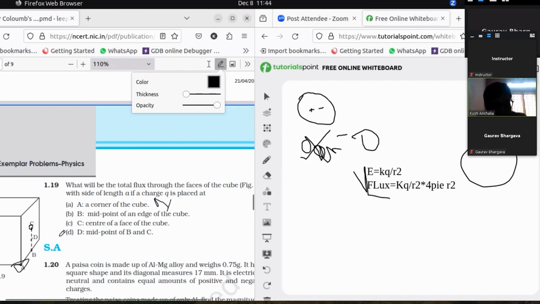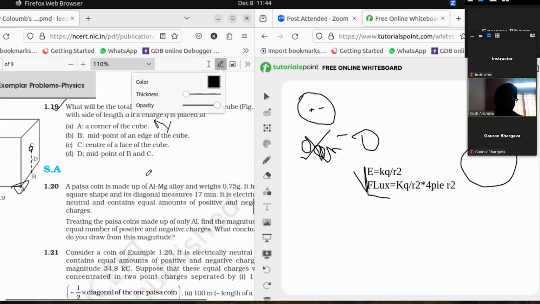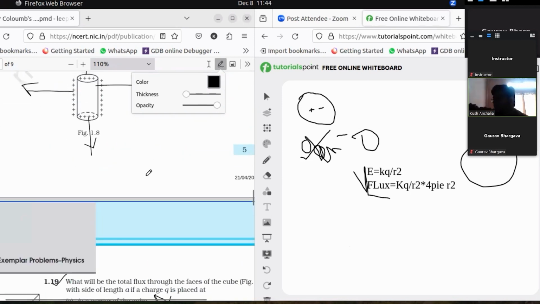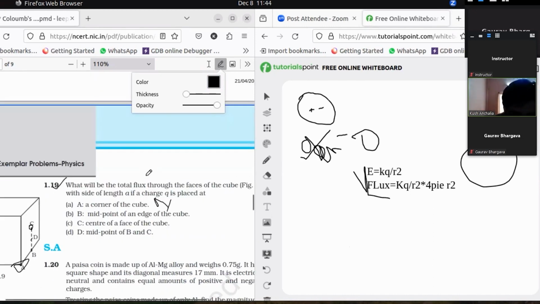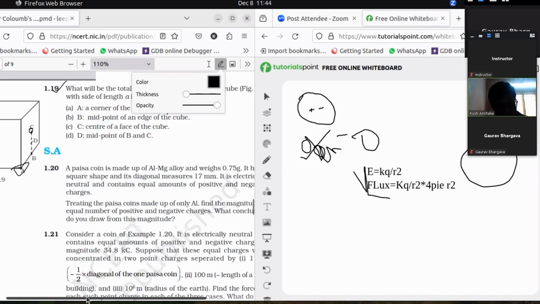In B, Q by, so 4 sides of the cube, Q by 4 will be inside, so Q by 4 epsilon. In C, Q by 2 will be there, Q by 2 epsilon. In D also Q by 2 epsilon. These are things we can say. But it depends: if you are considering a point charge, then it will be 0. If you are considering a little bit cubic charge, it will be according to what I said.